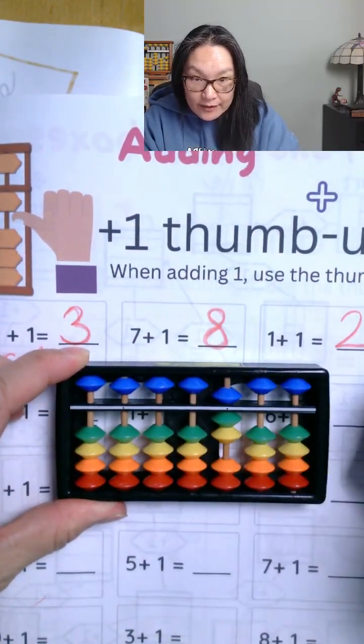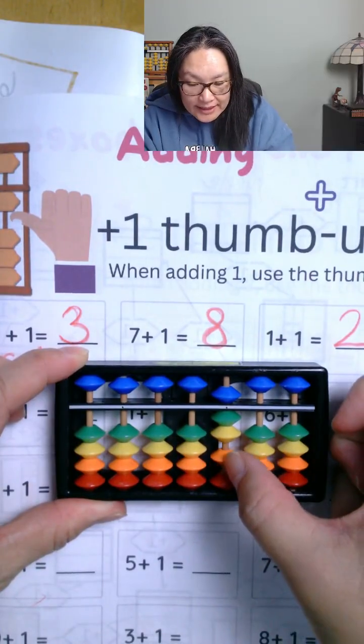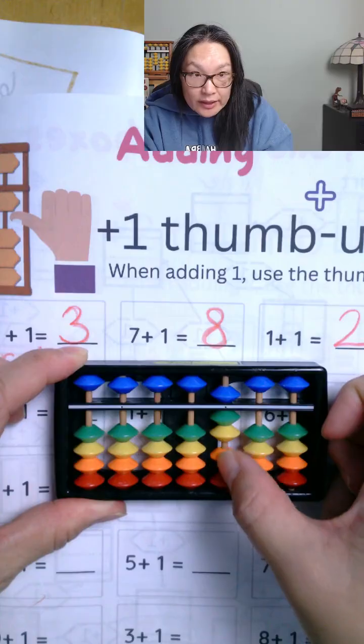So I have my 7, and I add the 1. The idea is to show that there's the 1 bead right here.